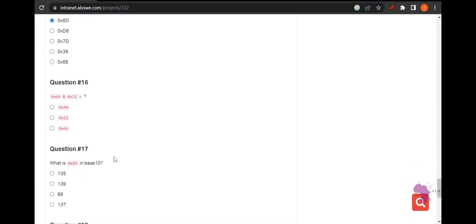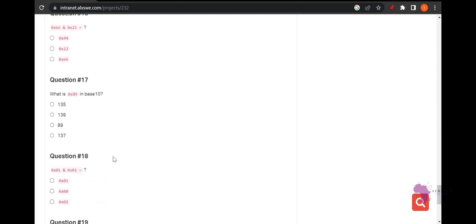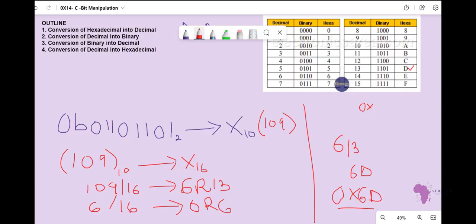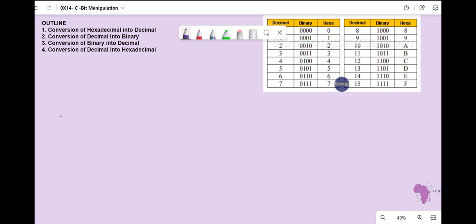So let's get to number 16 now. Number 16, we've been given 0x66 AND 0x22, like that. So first of all, we need to find the binary of this and the binary of this, and then we do the AND.